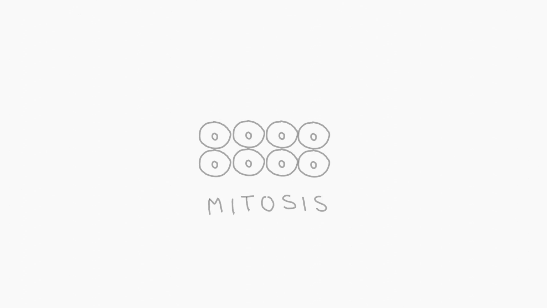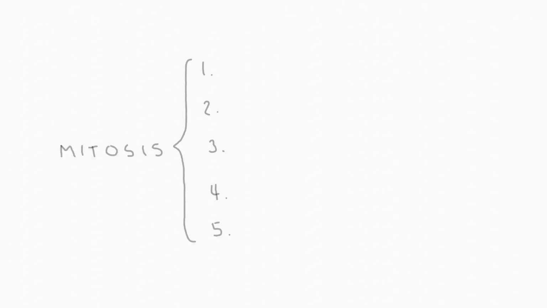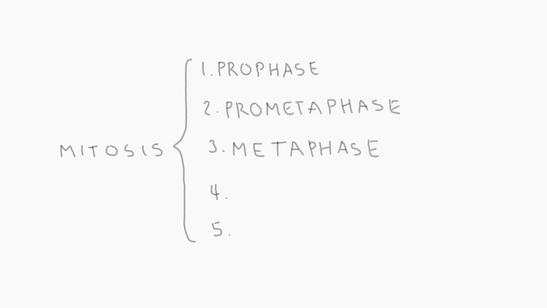Somatic cells are able to make genetically identical copies of themselves through a process known as mitosis. We'll talk about the gametes in more detail another time because they are actually formed through a different process known as meiosis. Mitosis consists of 5 parts: prophase, prometaphase, metaphase, anaphase, and telophase.